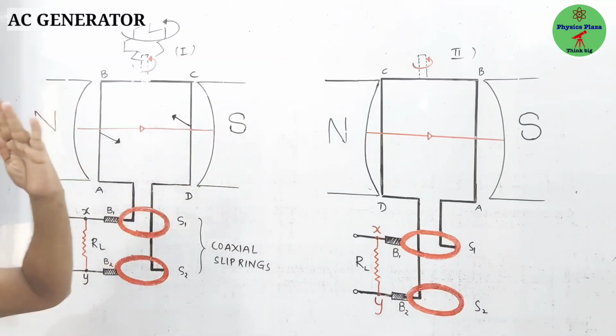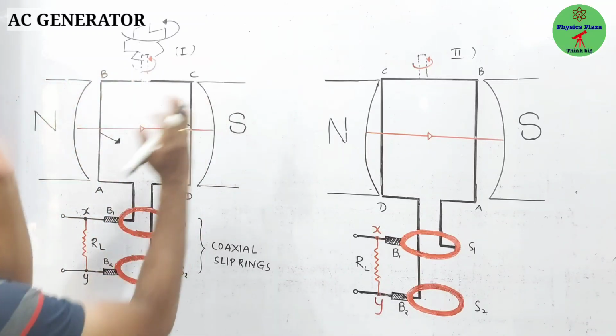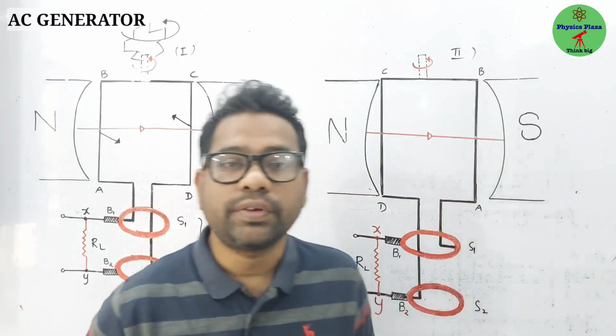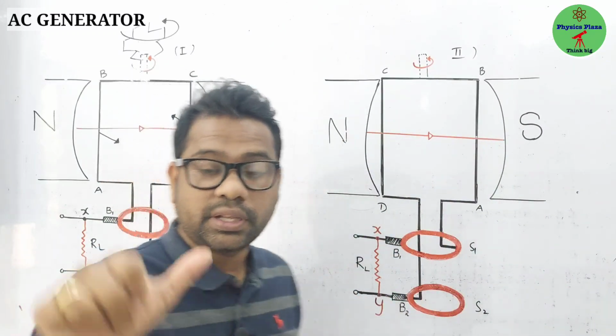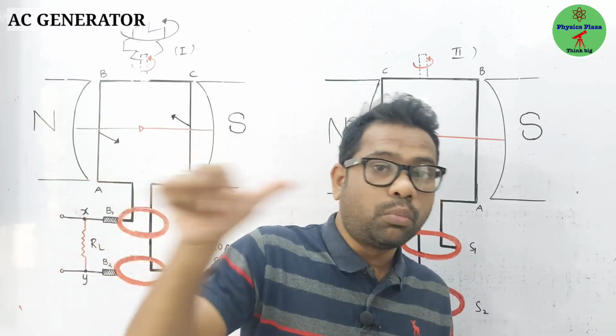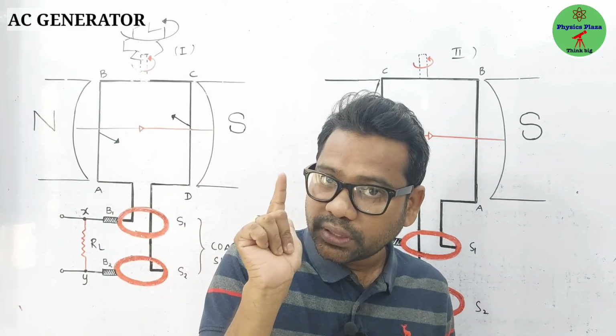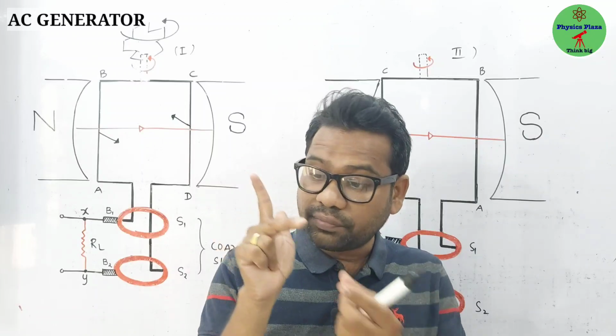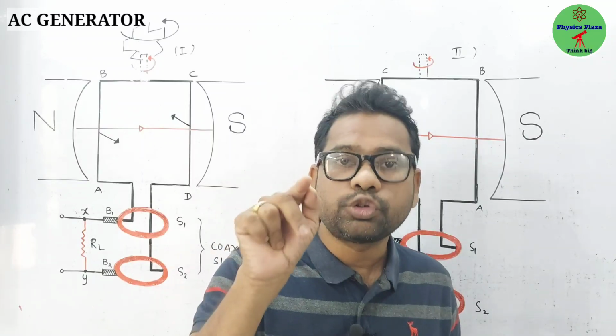And AB is coming in the upward direction, CD is going downwards. Now let us use Fleming's right hand rule in order to find the direction of induced current. Children, I repeat once again: the thumb should be in the direction of motion of the conductor, the forefinger should be in the direction of the field, then the central finger will give you the direction of the induced current.